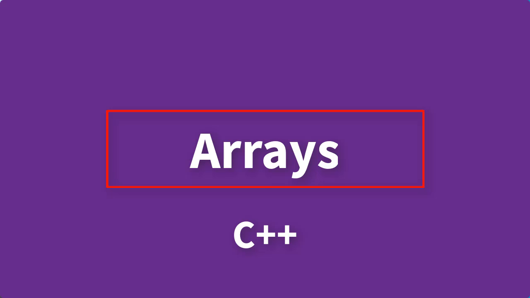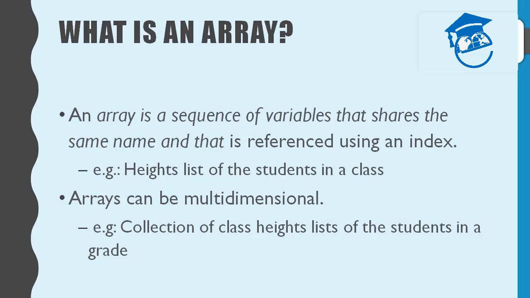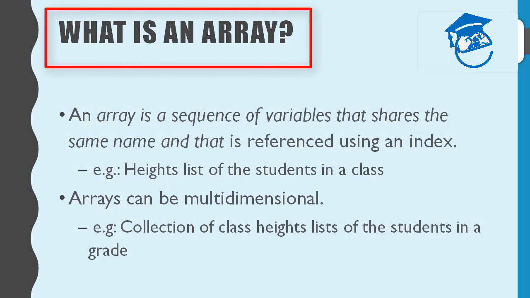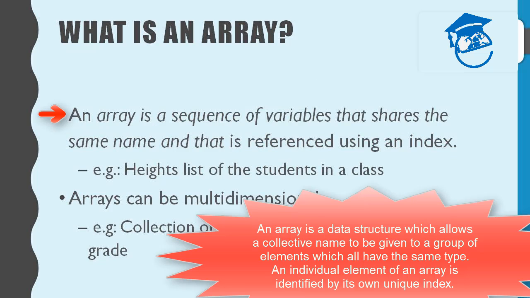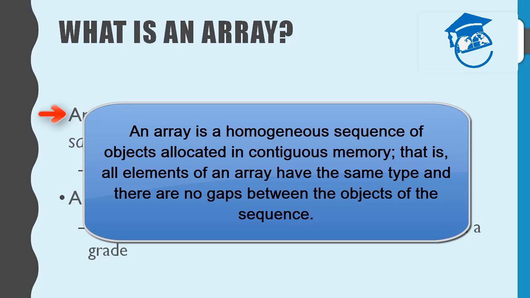So what is an array? How do we define an array? How do we use an array? An array is a sequence of variables that shares the same name and that is referenced using an index. In technical words, we can define an array as a homogeneous sequence of objects allocated in contiguous memory.